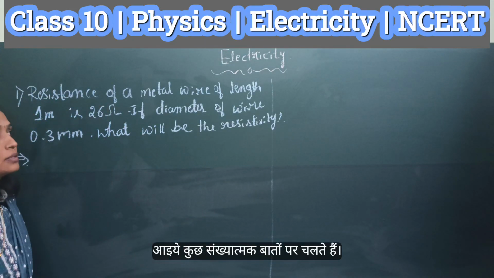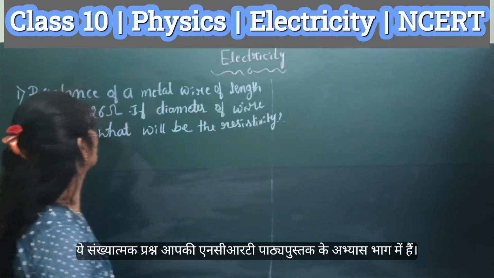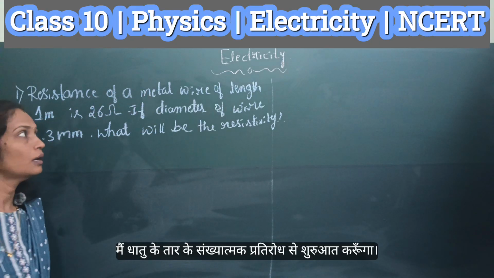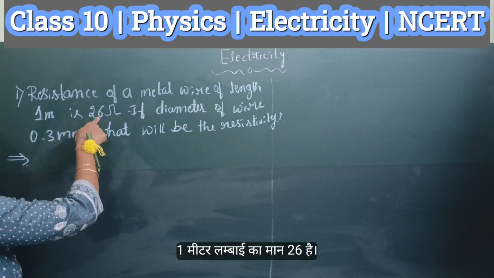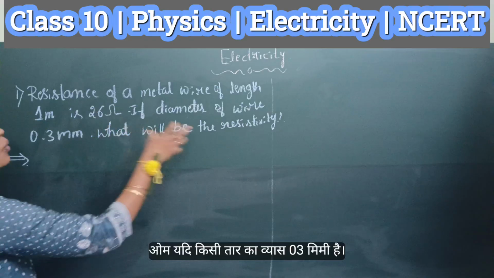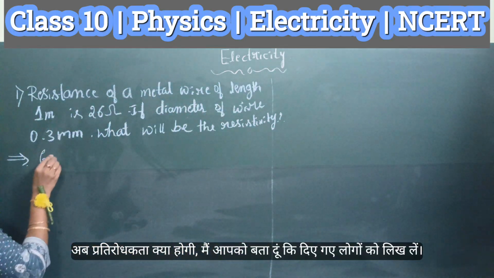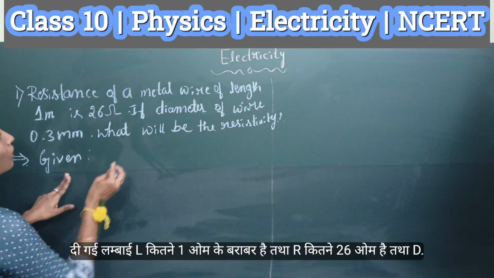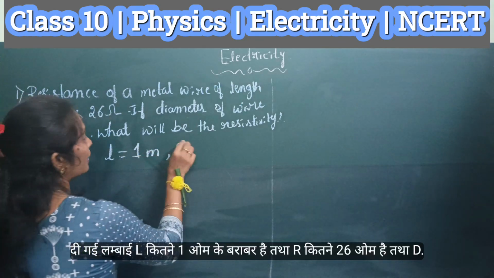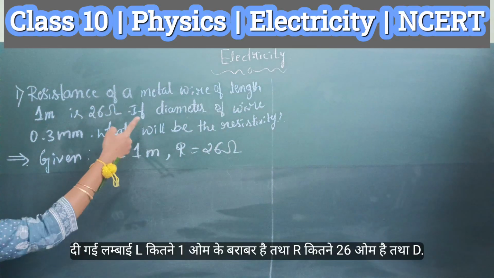Let's move on to some numericals. These numericals are in the exercise part of your NCERT textbook. Let me start with the first numerical. Resistance of a metal wire of length 1 meter is 26 ohm. If the diameter of the wire is 0.3 millimeter, what will be the resistivity? Now, write down the given, guys. Given: length L is equal to 1 meter, and R is 26 ohm, that is what they had given.